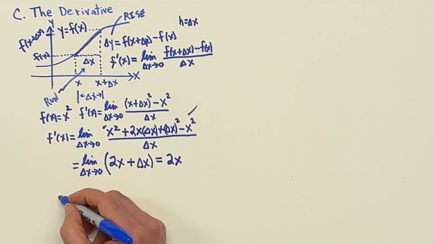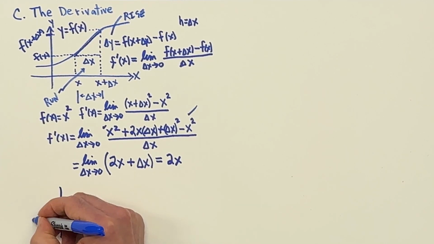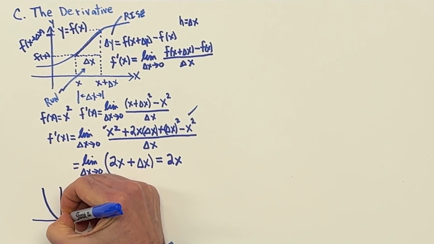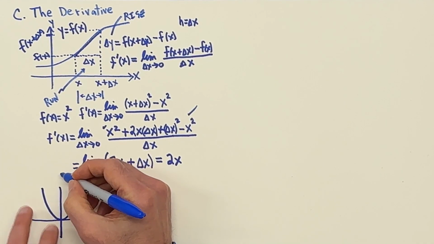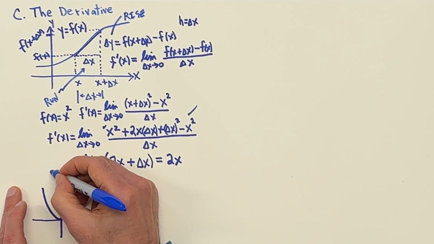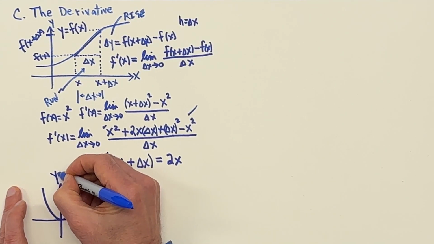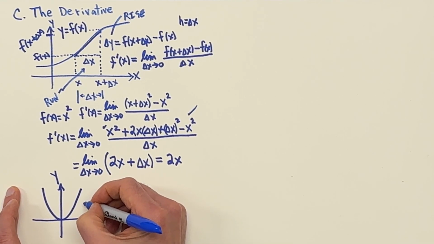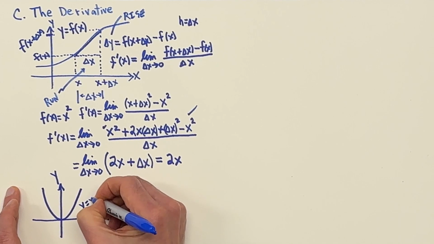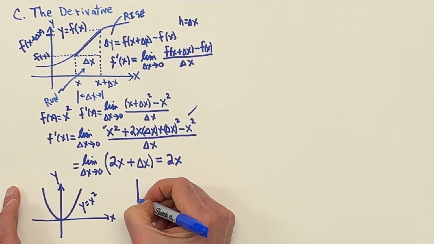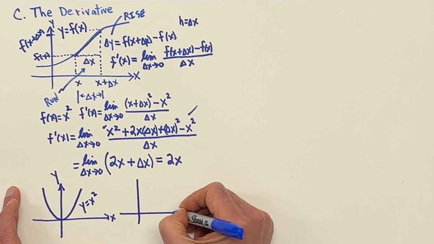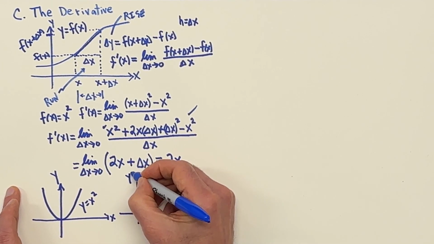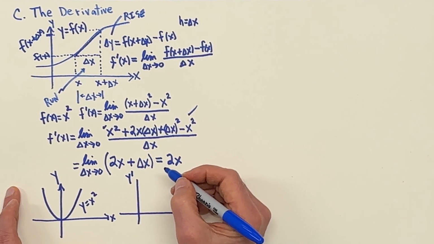So let's just look at this here. If we look at the parabola, we have the parabola here. I'll write down here, this is y, and this is x, and this is x squared. So y equals x squared. And here we're going to give the derived function, the derivative. So we can put here y prime, like that.